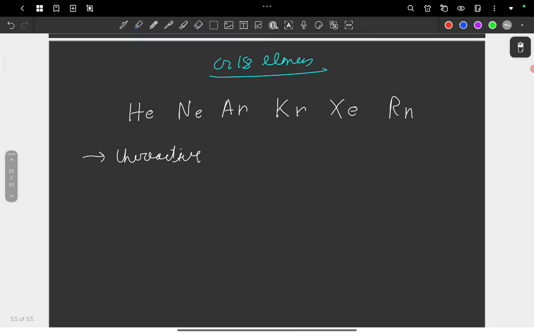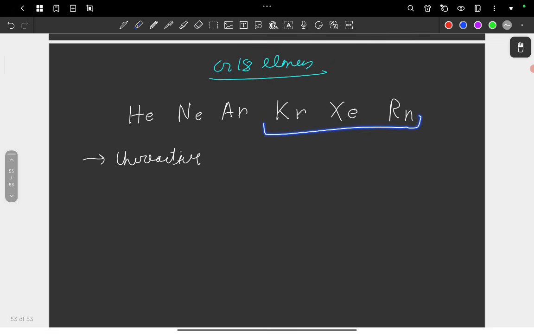Like most elements will not be able to land a scratch on this, and only elements like fluorine or oxygen can cause enough electron pulling to form actual bonds with these elements. So, first point, these are more or less unreactive and they form very few compounds and they are called noble gases for this exact reason.